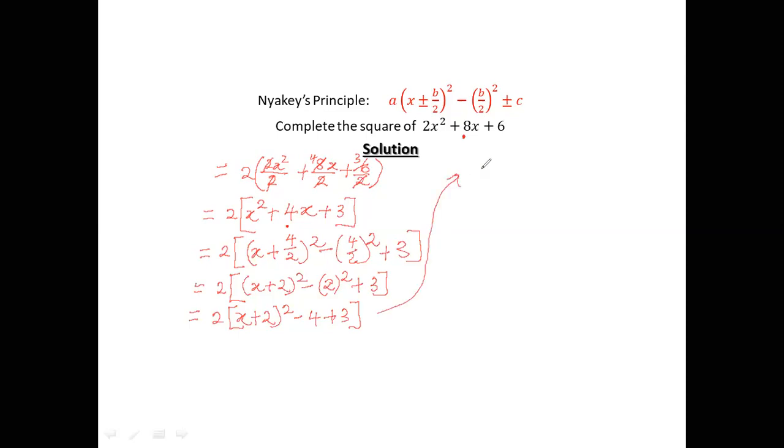So we have 2 first into the square bracket, x plus 2 all squared. Then -4 plus 3 will give us -1 square bracket. But in completing the square, we don't need a square bracket, so we have to expand. We use this 2 and multiply the bracket, and use this 2 and multiply the -1. Take note. So we'll have 2 into x plus 2 all squared, and then minus -1 times 2 will give us -2.